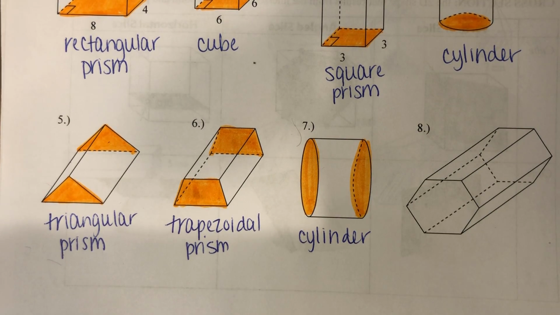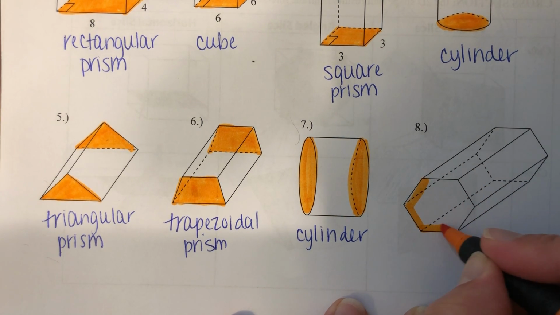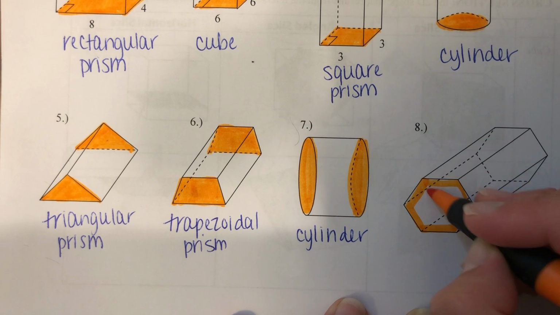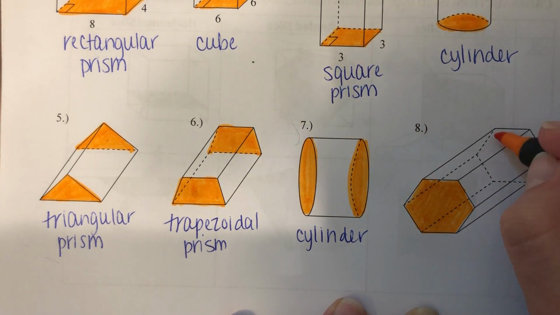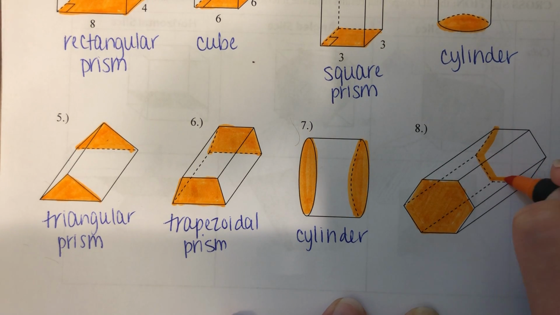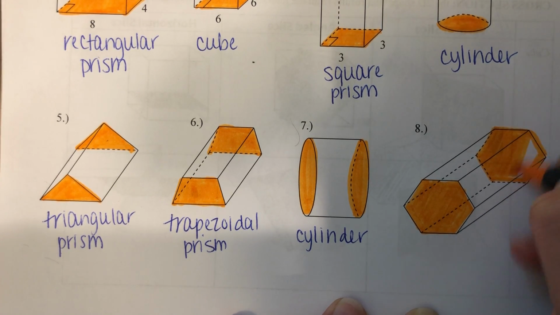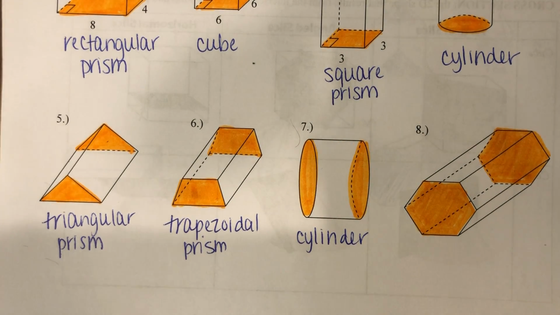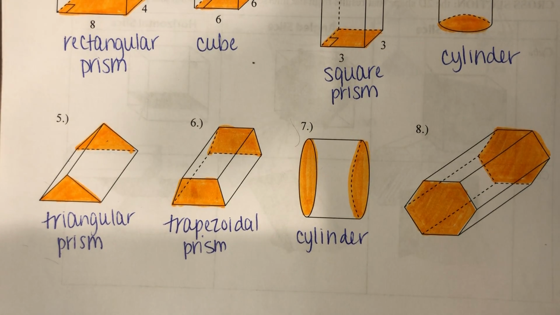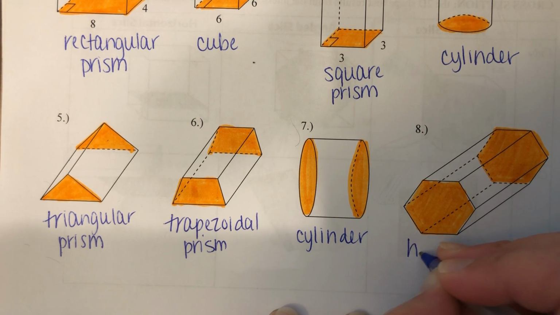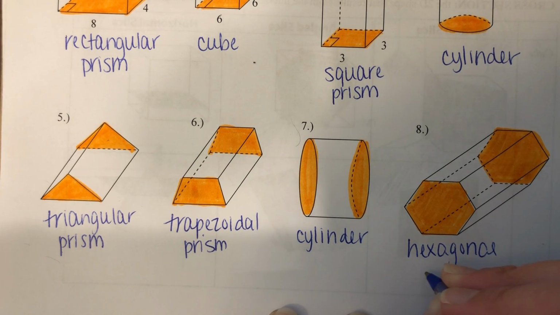And then the last one for prisms and cylinders, looking for that shape that appears twice. Count how many sides that shape has. 1, 2, 3, 4, 5, 6. 6 sides is a hexagon. So hexagonal prism.